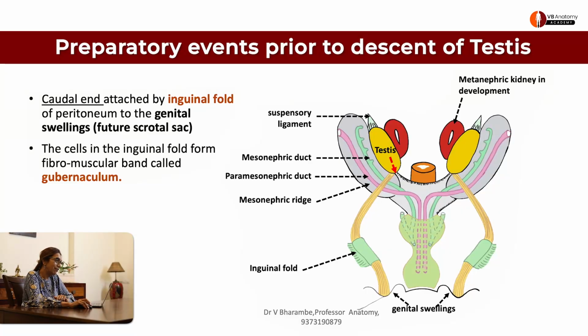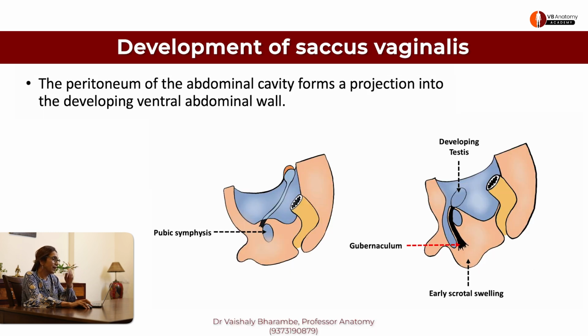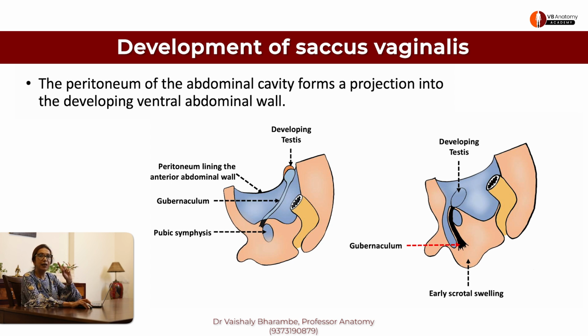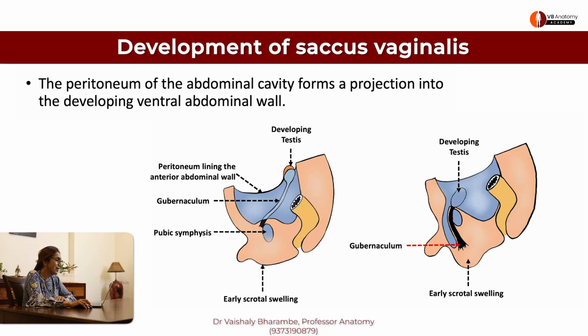Now what happens? Within the inguinal fold, a fibromuscular band develops. This fibromuscular band is called the gubernaculum. The testis is here. This is the peritoneum that is covering the testes. This is the gubernaculum attaching the testes to the early scrotal sac. Early scrotal, there is no scrotum developed yet. Now, a projection of peritoneum comes to cover over the testes, forming a little sac, which is called the saccus vaginalis. Okay, up till here?